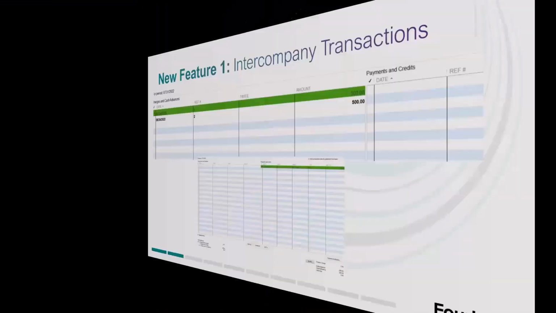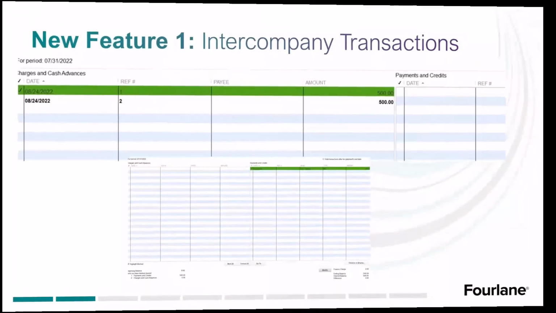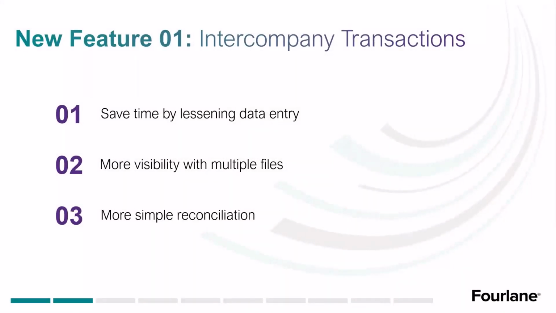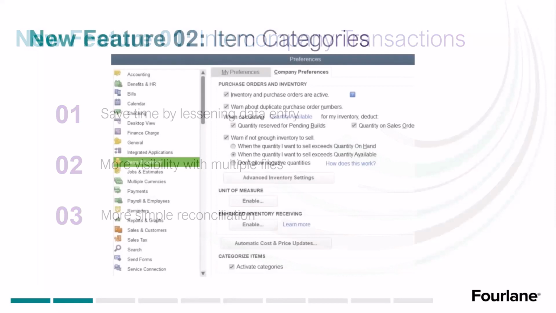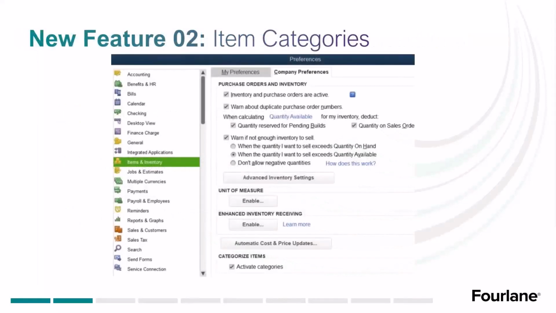And I think that that's all I wanted to cover with this. So here's that reconciliation. Things to note with this, you can save time by lessening data entry across multiple company files. There's more visibility with multiple company files. And then the reconciliation step should be more simple as well, because you're putting it in one file and it is putting it in the secondary file. So you shouldn't have as much reconciliation to do. Okay, let's go on to our next feature.